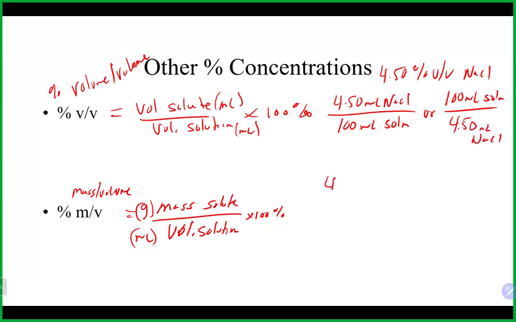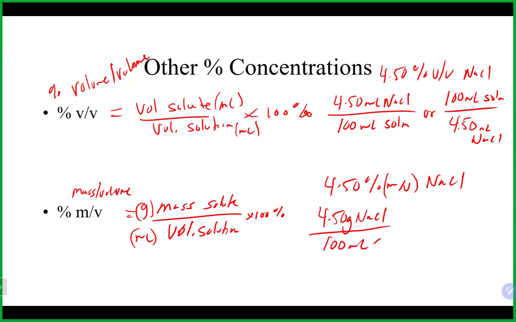Also, if you had 4.5% mass to volume sodium chloride, you would do the same thing. You've got 4.5 grams of sodium chloride in 100 milliliters of solution, or in 100 milliliters of solution, you would have 4.50 grams of sodium chloride. So again, these are ways that you could turn these percent compositions into usable conversion factors, and it's a good way to do it.